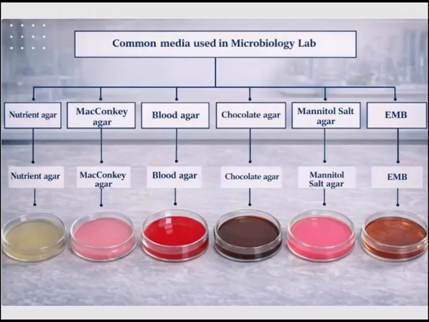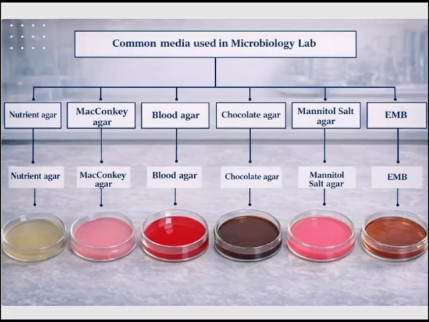The third one is blood agar. Blood agar is an enriched and differential medium. It contains 5% blood, supports fastidious organisms, and differentiates bacteria based on hemolysis. We have 3 types of hemolysis: alpha, beta, and gamma. Alpha hemolysis is partial and greenish. Beta hemolysis is complete hemolysis with a clear zone. Gamma hemolysis is none.